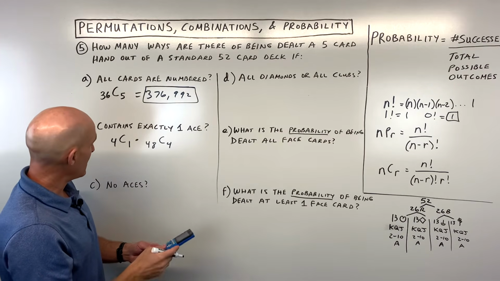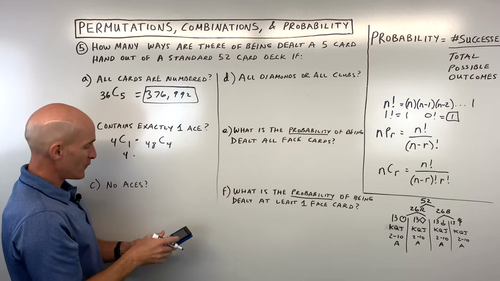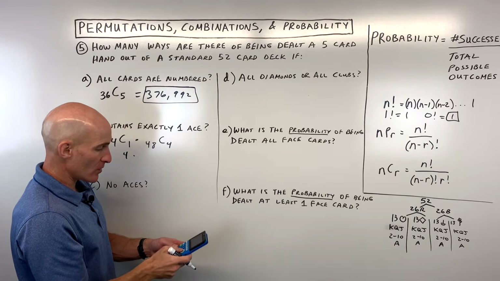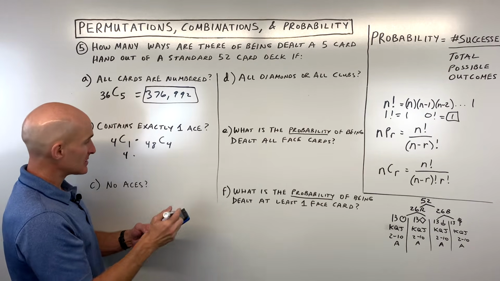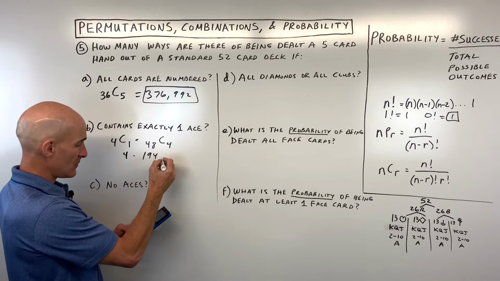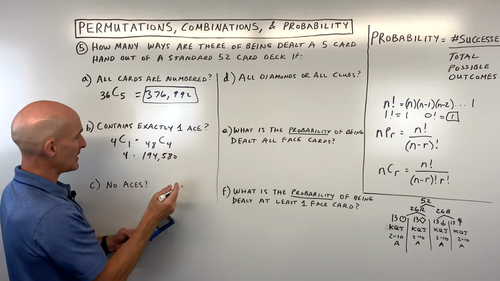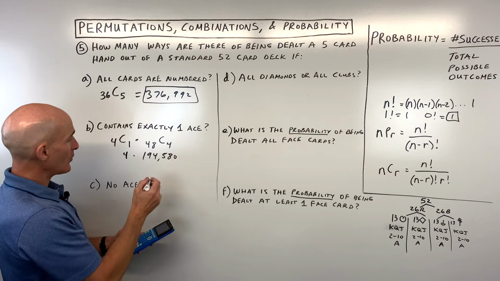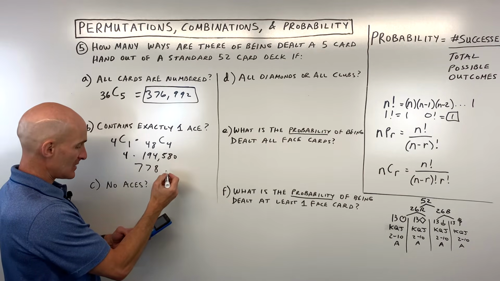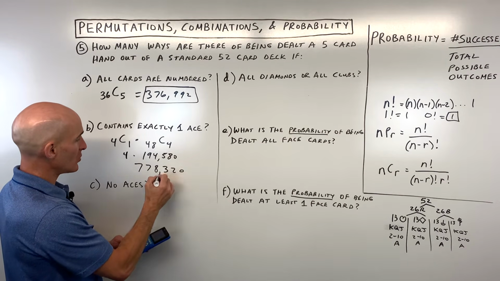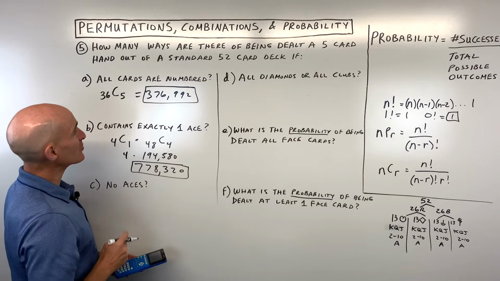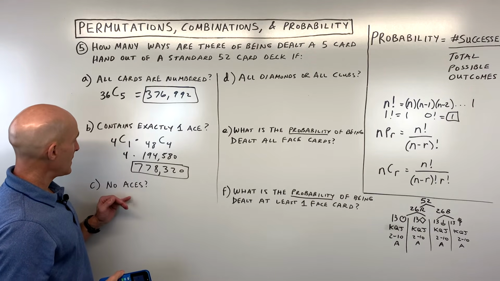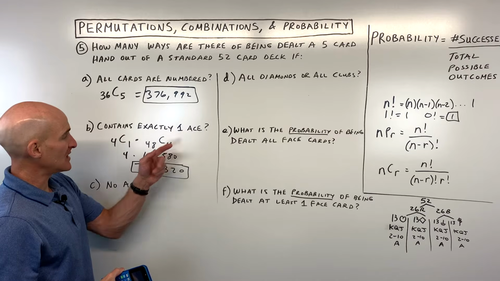So let's do this on the calculator. 4C1 is just 4. 48C4 is 194,580, and if we multiply that by 4, we get 778,320. So 778,320 different ways of getting a 5-card hand that contains exactly 1 ace.